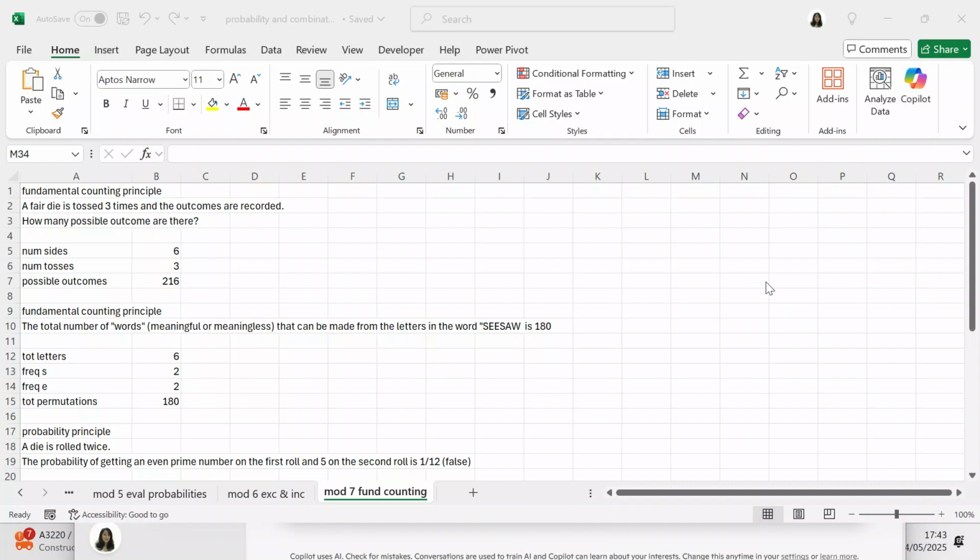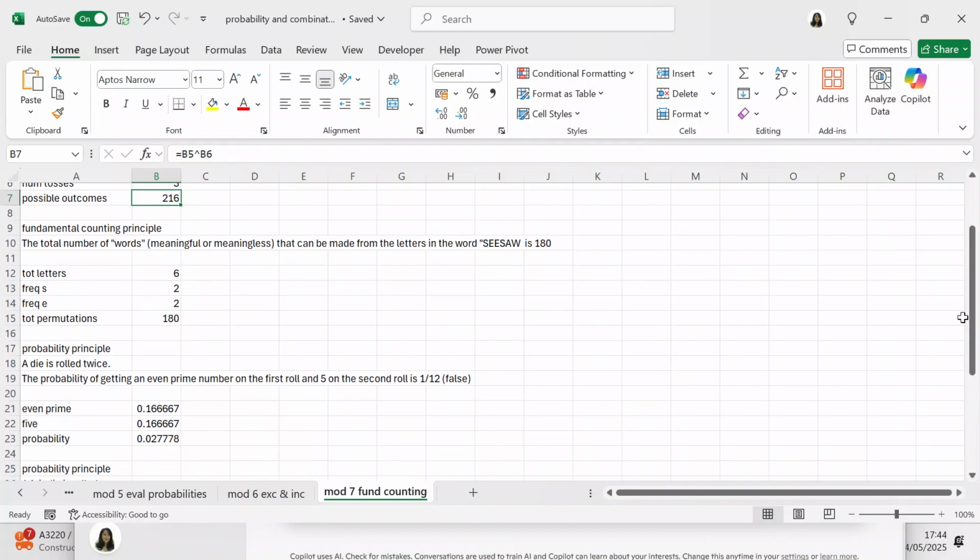So the first question we have is one on the fundamental counting principle. A fair die is tossed 3 times and the outcomes are recorded. How many possible outcomes are there? So you have the number of sides of the dice is 6, and then you have the number of tosses is 3. You solve that problem by 6 to the power of 3, which is going to give you 216. So that's going to be B5 to the power of B6, which will give you the answer of 216.